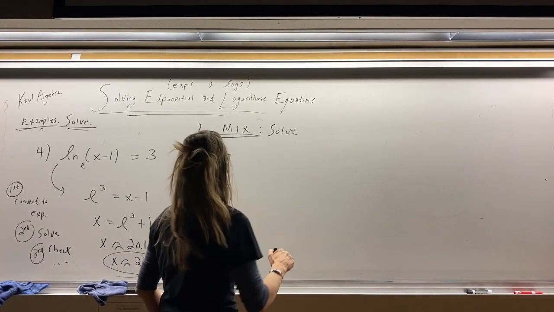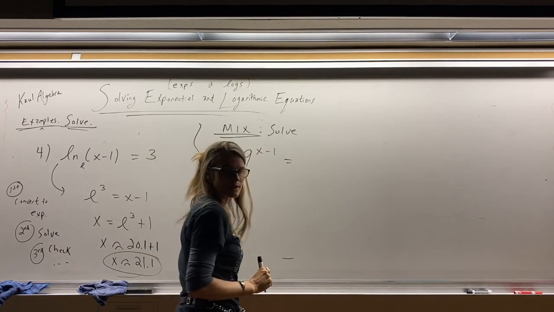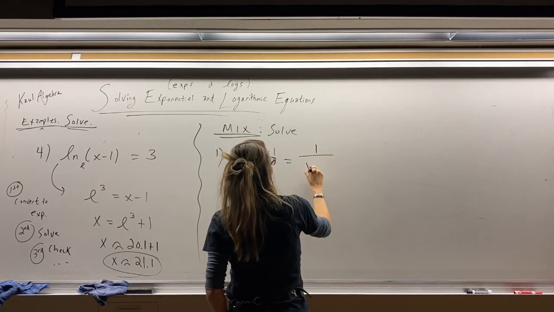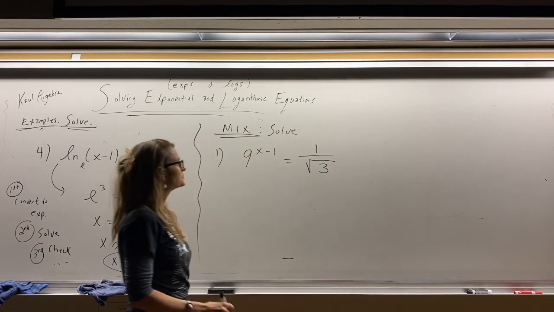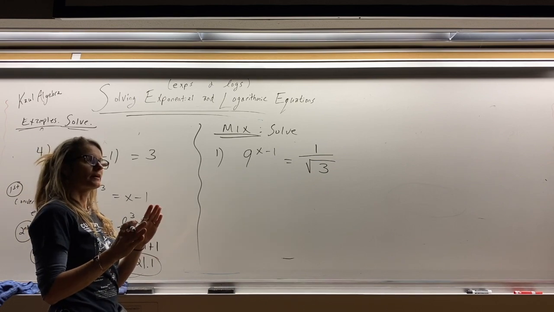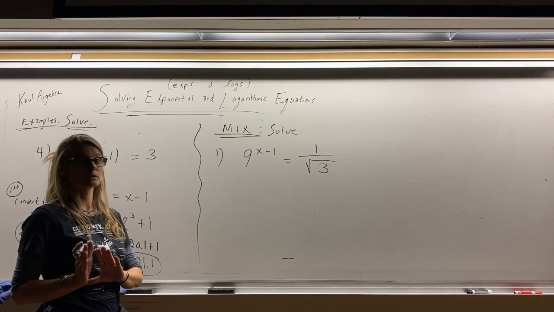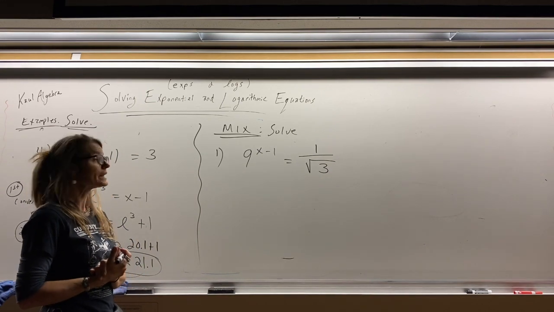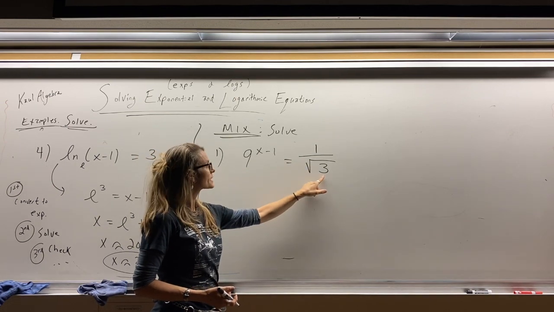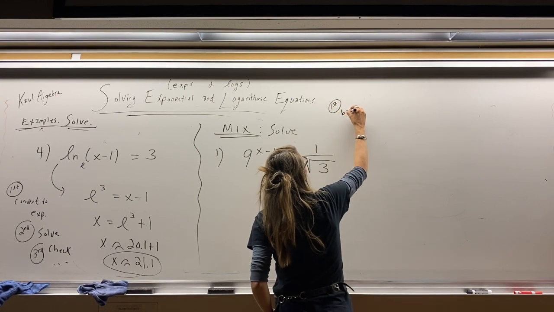Okay, I like this problem. 9 to the x minus 1 equals 1 over the square root of 3. Okay, this one might be more of a challenge. However, when I look at this, I'm thinking it's exponential. I can either solve it in exponential form or I can convert it to log form to solve it. So the key idea here is recognizing common base. Looks like I can make the bases the same. So my thought process is, is the base the same?